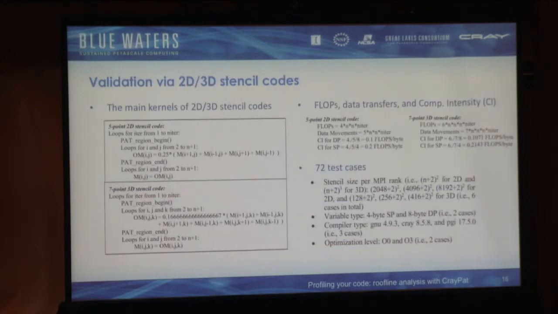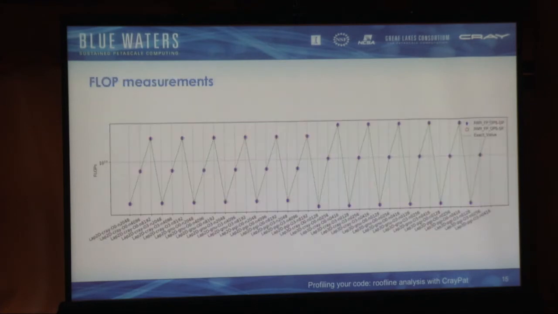And then we want to move on and actually compute the computational intensity. For this study, we wrote a very simple 2D, 3D stencil code, and using the CrayPat API here, we just isolate the kernel we are interested in. For this kernel, we computed the flops, data movement, and computational intensity for DP and SP. We tested 72 test cases in terms of the stencil size, the variable type, different compilers, and different optimizations. The first comparison is for the flop measurement.